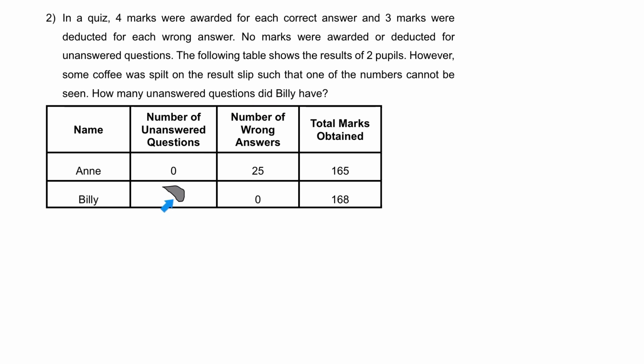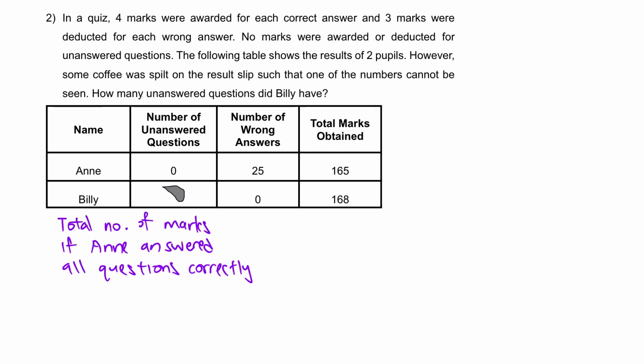So this is the tiny coffee spill, and we are trying to figure out what is the number behind this spill. Let's focus on N. She has 0 unanswered questions, 25 wrong questions, and that gave her a total of 165 marks. Let's think about what will happen if, instead of having 25 wrong answers, she didn't get these 25 questions wrong. So what will be her total marks then? So our first step is total number of marks if N answered all questions correctly.